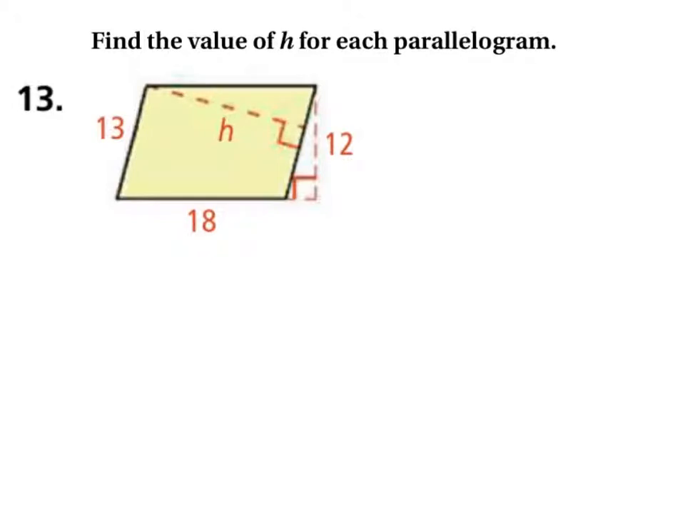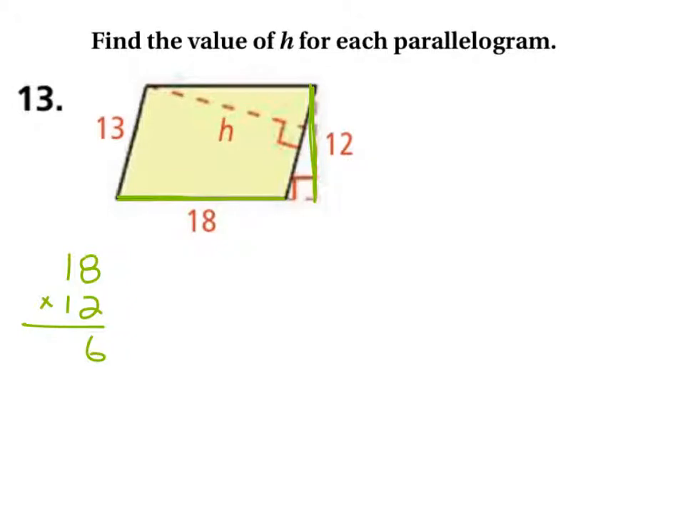So looking at this again, I'll just do it one more time the same way. What two measurements do we have that we know? Well, we've got this green base of 18 and this green height of 12. Since it's base times height for parallelograms, we could say 18 times 12.